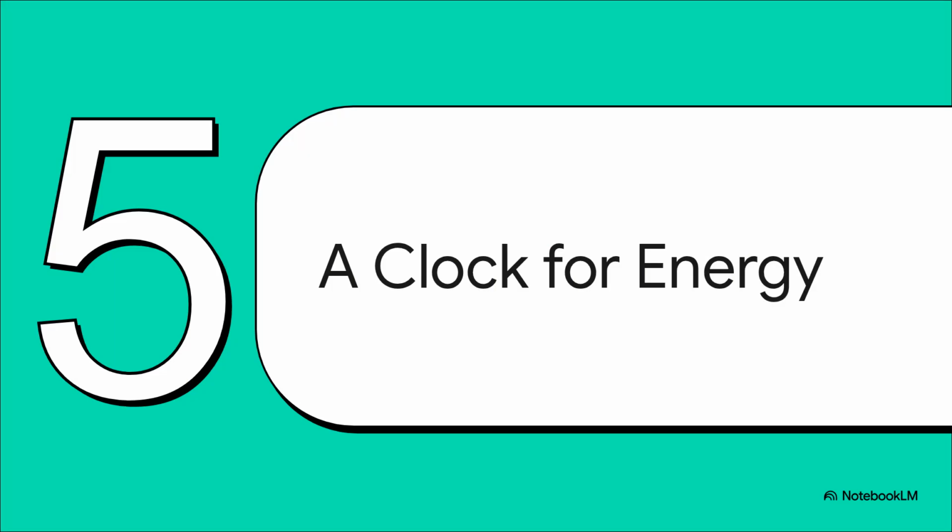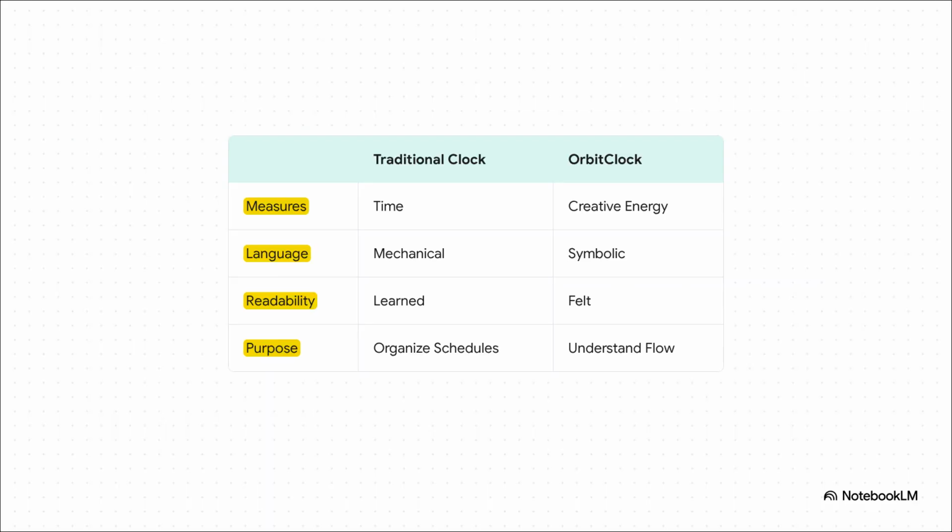Okay, so when you bring all of these layers together, you've got the data, the motion, the deep symbolism, and you, the observer. What you end up with isn't just a visualizer. It's something more. It's an entirely new kind of instrument. And this comparison here really gets to the absolute heart of the vision. Think about it. A traditional clock, what does it do? It makes an invisible dimension, time, visible and understandable to all of us. The Orbit Clock is trying to do the exact same thing for another invisible dimension, our own creative energy. Its language isn't mechanical, with hands and digits. It's symbolic, with color and rhythm and glow. You don't just read it, you feel it.